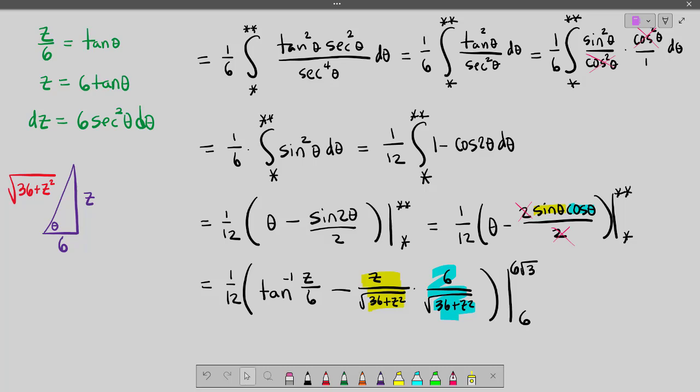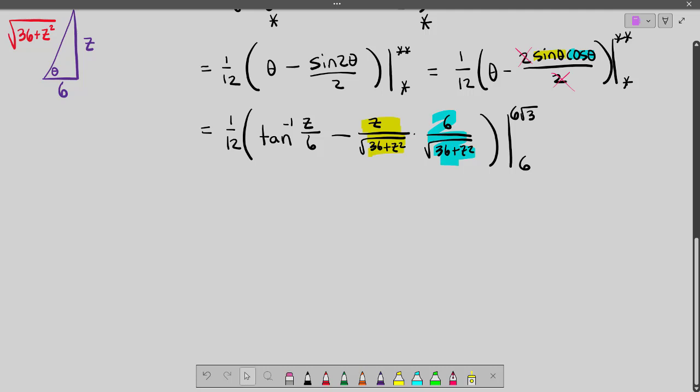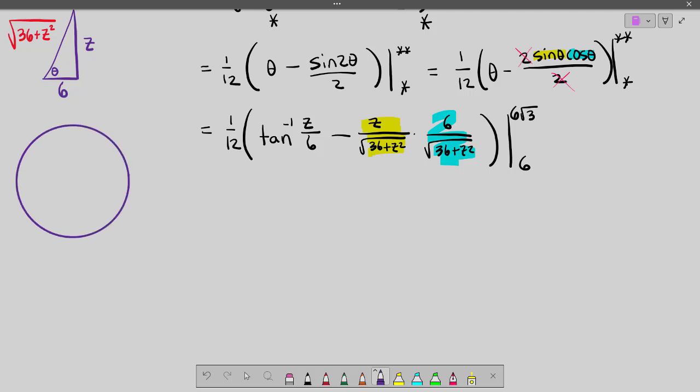So I see an inverse tangent of root 3. I see an inverse tangent of 1. Let's go to the unit circle for a minute. Inverse tangent, let's make sure we recall a couple of things I want to point out.